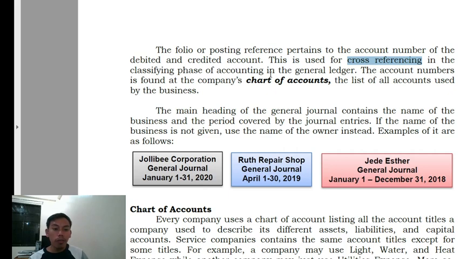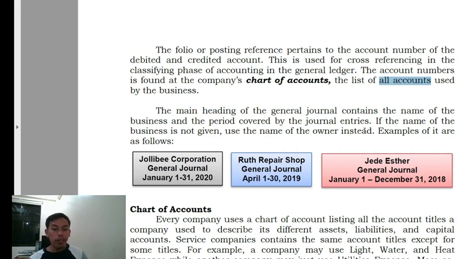And the account numbers are found in the company's chart of accounts. What is the chart of accounts? It is the list of all accounts na ginagamit ng business. So, chart of accounts. And the main heading of the general journal contains the name of the business and the period covered by the journal entries.